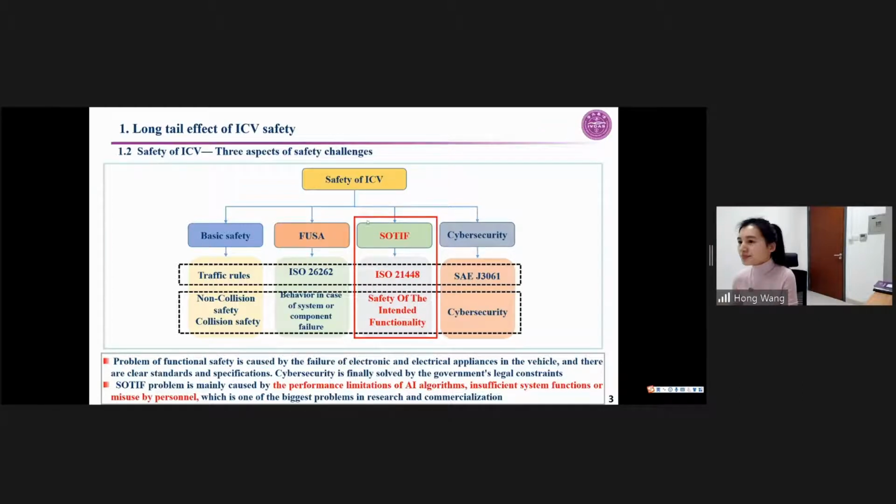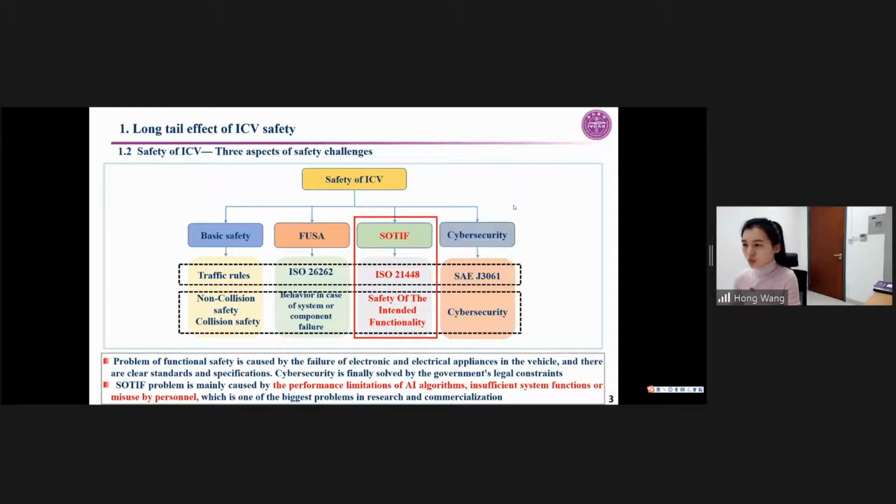So SOTIF. The SOTIF problem is mainly caused by the performance limitations of artificial intelligence algorithms, insufficient system functions, and misuse by humans. Which is the main and the biggest problem in research and commercialization.